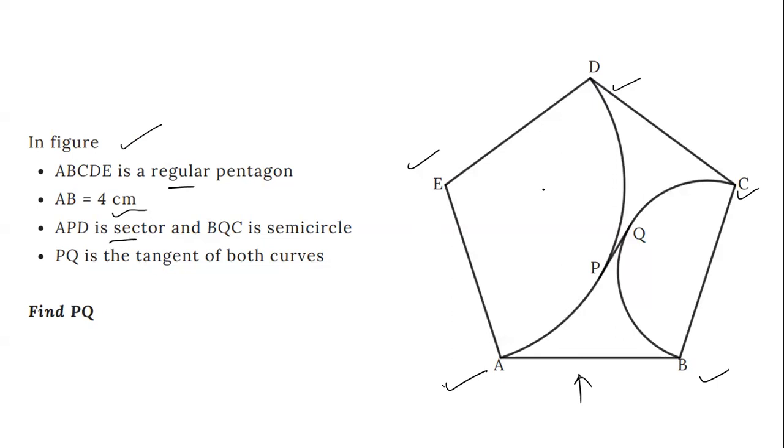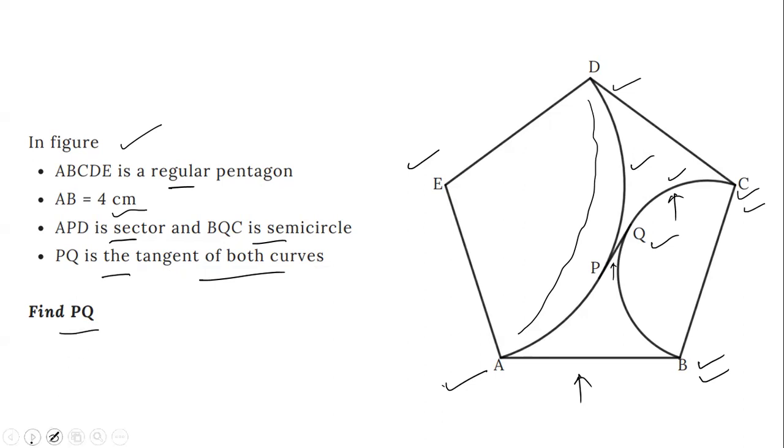APD is a sector. So you can see that this APD is a sector and this BQC is a semicircle. So this is one semicircle you can see. This is B point, this is Q point and this is C point. PQ is tangent to both the curves. So this black line you can see here is tangent to both this sector and this semicircle. So we have to find the length of PQ. So this is the problem.